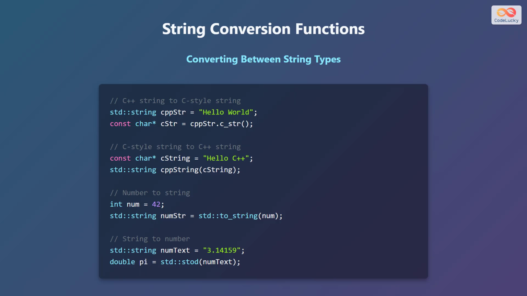We convert a C++ string named cppstr to a C-style string named cstr using the c_str method. Next, we convert a C-style string named cstring to a C++ string named cppstring by directly assigning it. We convert an integer named number to a string named numberStr, using the to_string method. Finally, we convert a string named numberText to a double named pi using the stod method.